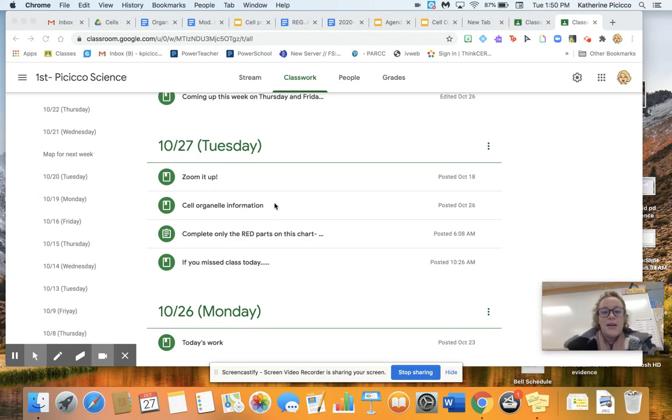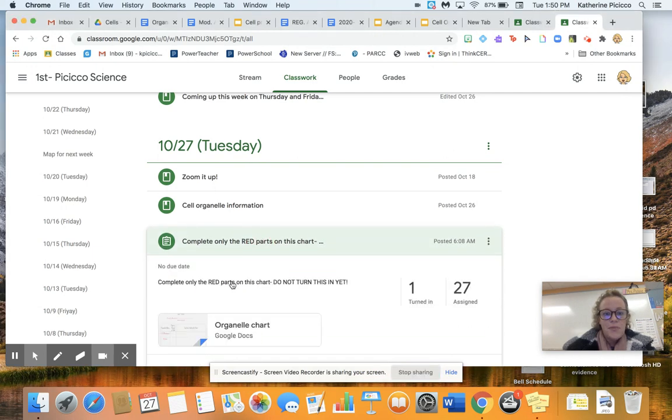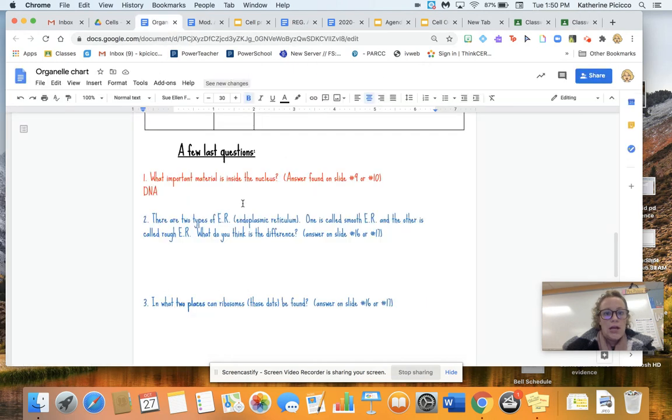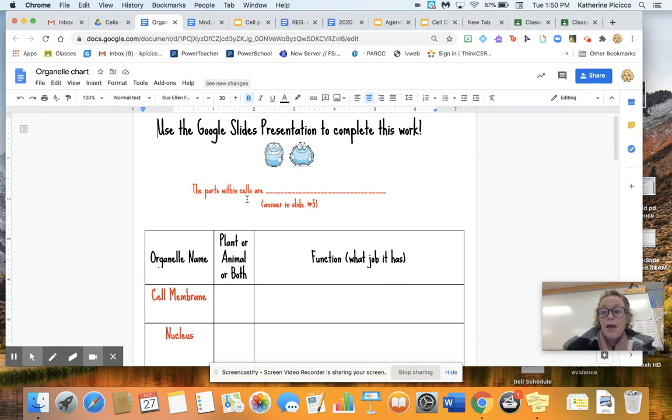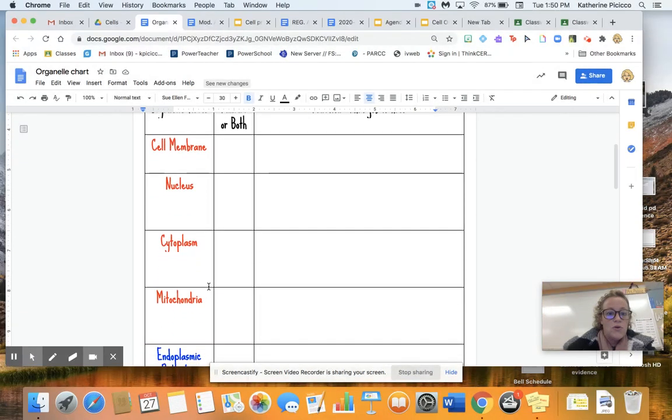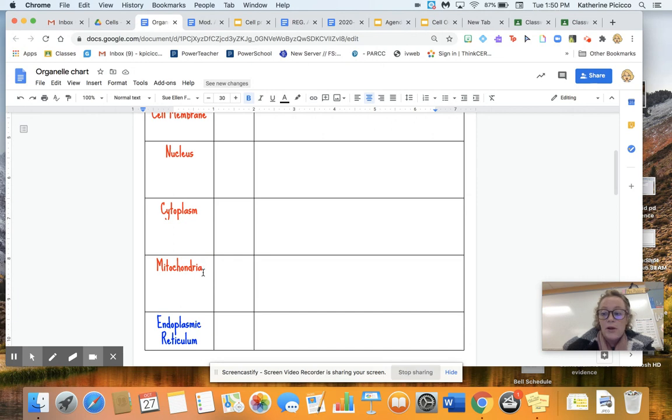Okay, and what you're going to do is click on the notes from yesterday, and you're going to do the blue part on the note. So if you go to yesterday, which was Tuesday, and click complete only the red part. So go ahead and click on that. And then you're going to open up your notes, right? And they look like this. Okay, we did the red parts yesterday. So we did this, the cell membrane, the nucleus, the cytoplasm, and the mitochondria.